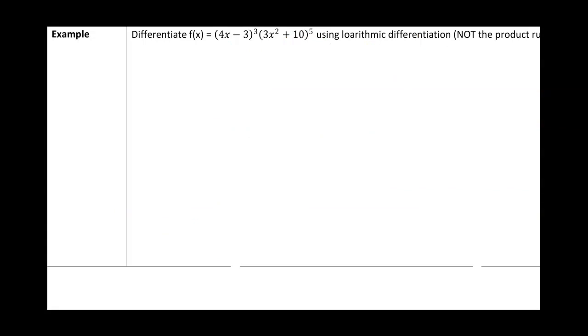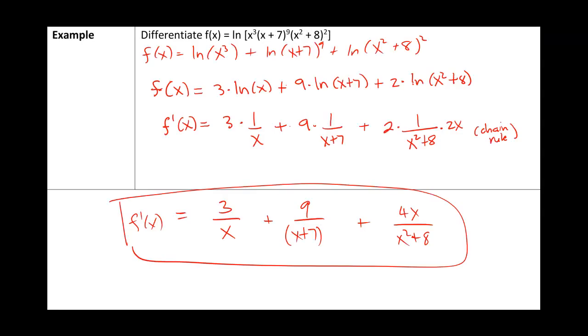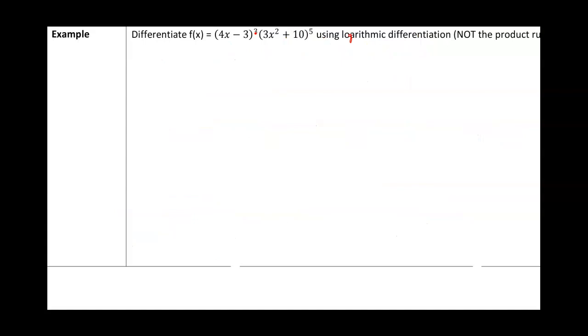Okay, next example, we want to differentiate f of x equals 4x minus 3 cubed times 3x squared plus 10 to the 5th using, and I'm going to sneak in a g in there, using logarithmic differentiation. Do not use the product rule because I think it'll just be a little bit harder. So before we can use logarithmic differentiation, we have to introduce a log into the function. Now, the difference between this example and the previous one is that in the previous example, we already had a natural log. In this case, we don't.